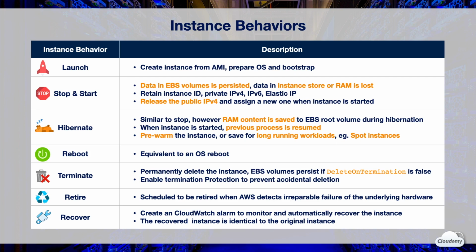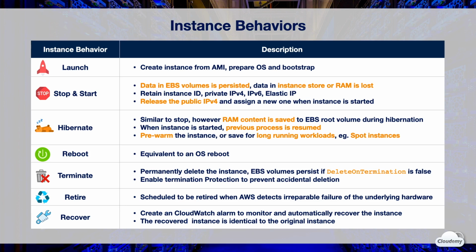When you hibernate an instance, similar to stop, EBS volumes remain attached to the instance, and data stored in EBS volumes is persisted. Any instance store volumes remain attached to the instance, but data in the instance store volumes is lost. RAM content is saved to the EBS root volume, and reloaded when the instance is started. The instance retains the instance ID, private IPv4, IPv6, and elastic IP addresses. However, the public IPv4 address is released after the instance is stopped. When you start the instance again, a new public IPv4 is assigned to the instance. The previous process that was running on the instance is resumed.